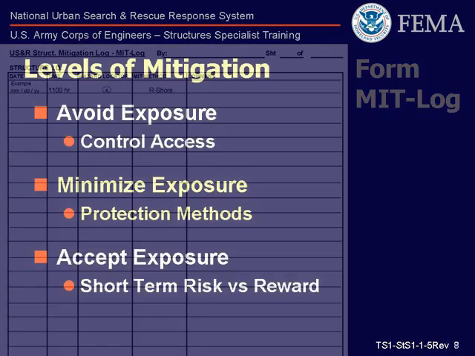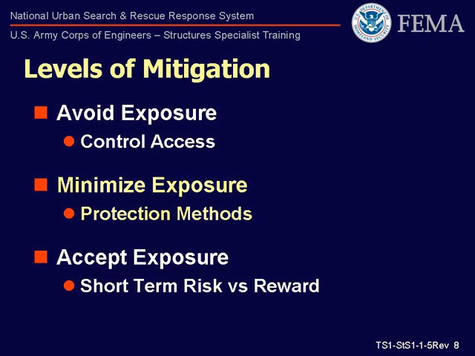Mitigation. There are at least 3 distinct levels of mitigation for hazards. Avoiding exposure to the hazard utilizing caution tape, barricades, or other methods of controlling access to the exposure. Minimizing exposure to the hazard utilizing protective clothing or shoring methods. Accepting short-term exposure to the hazard in a risk versus reward environment.